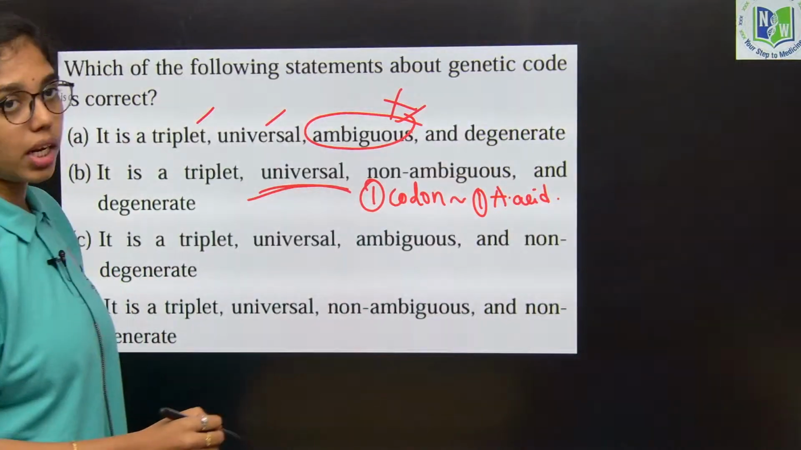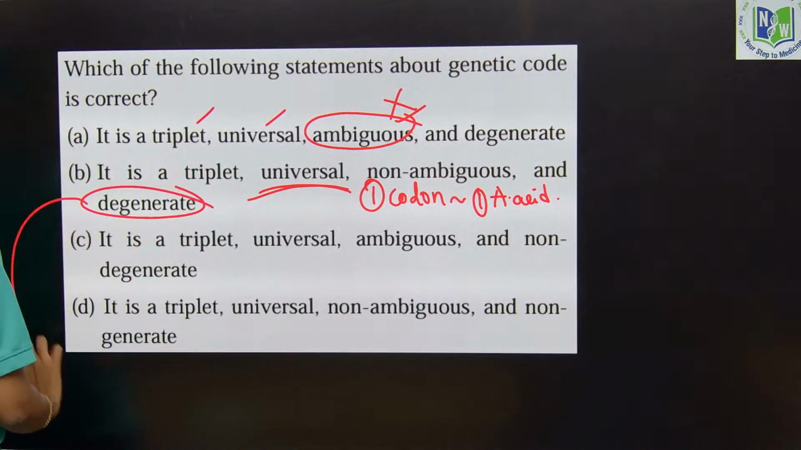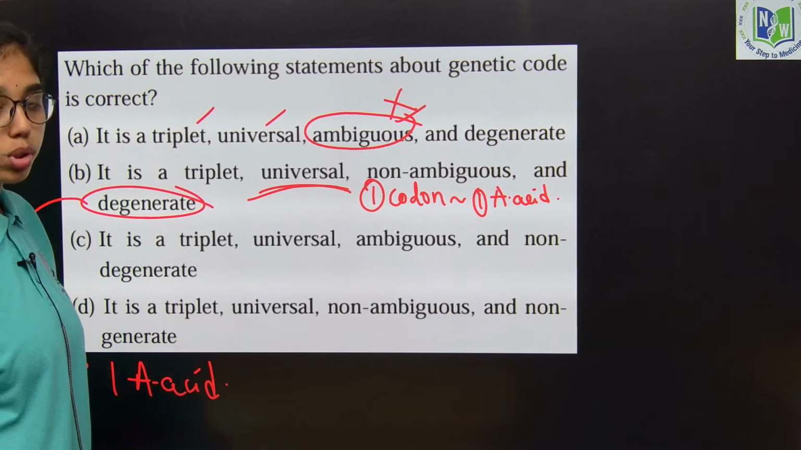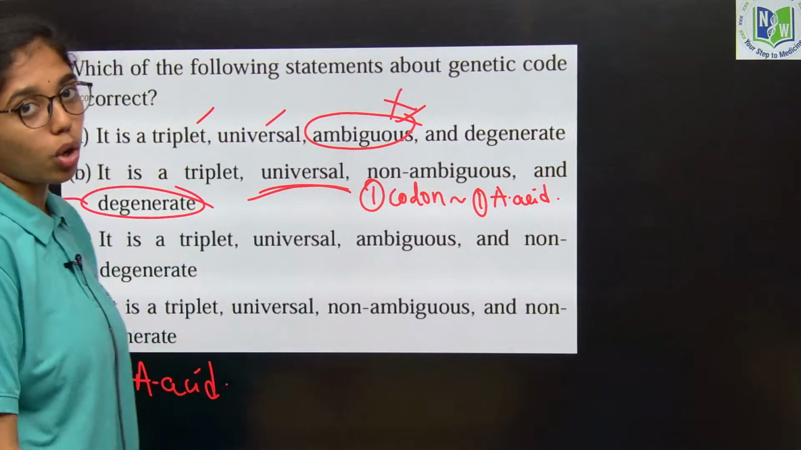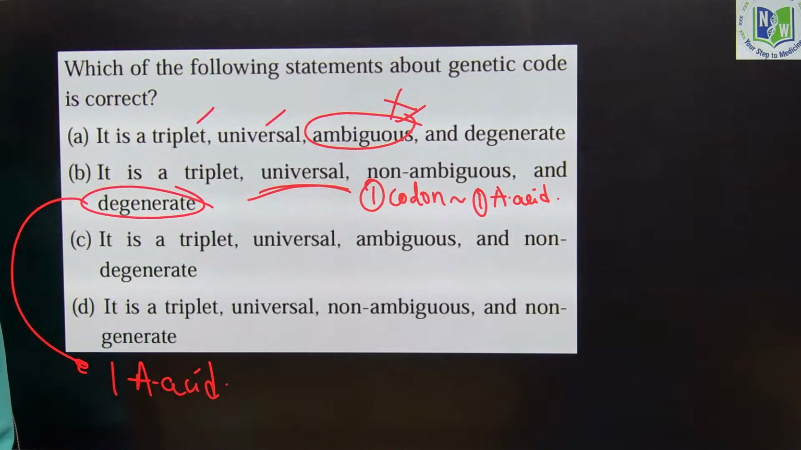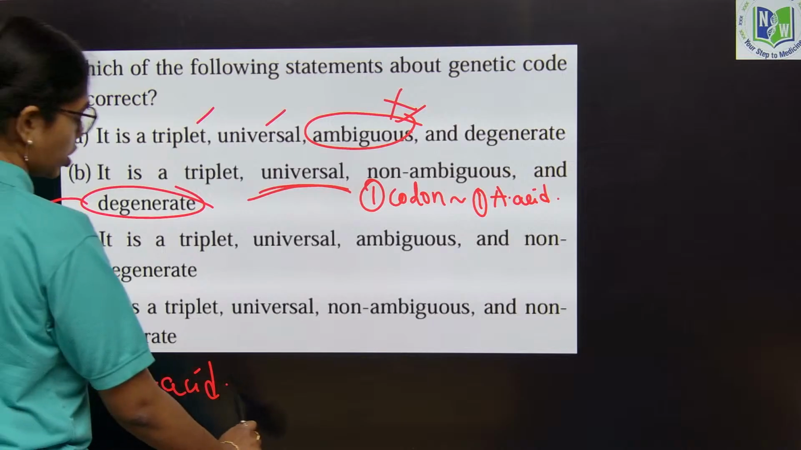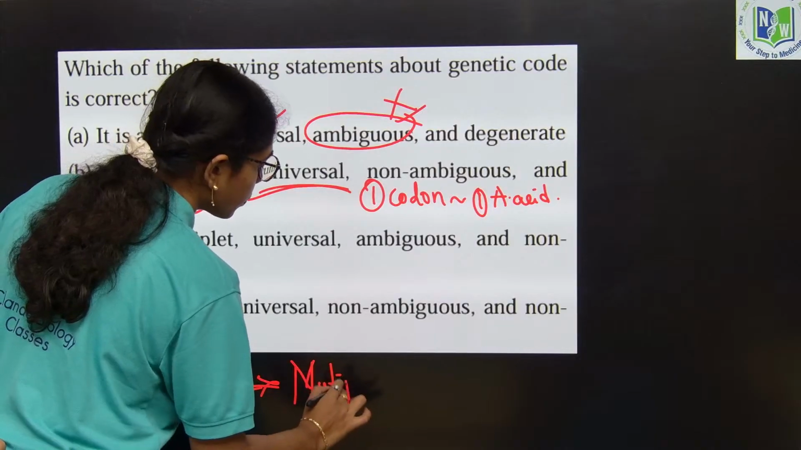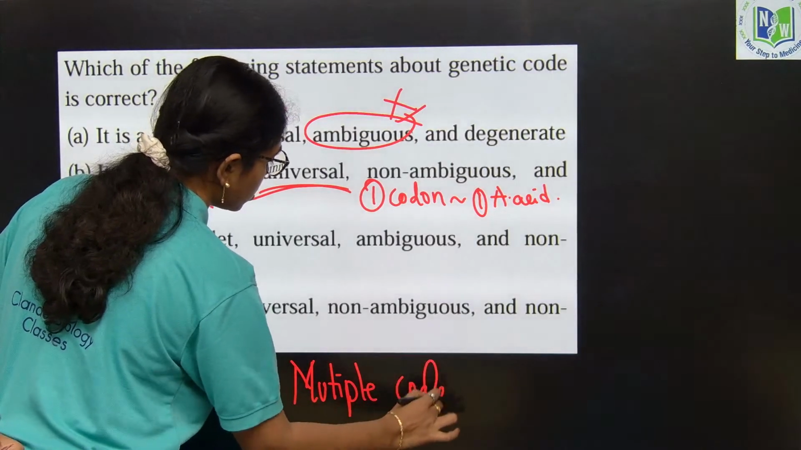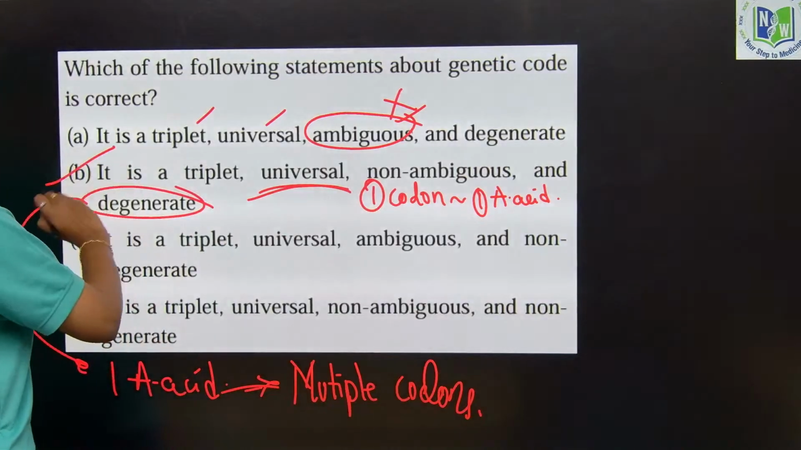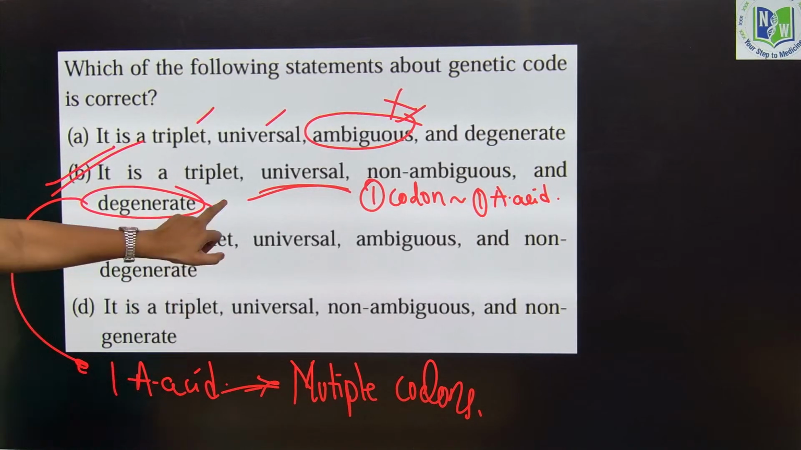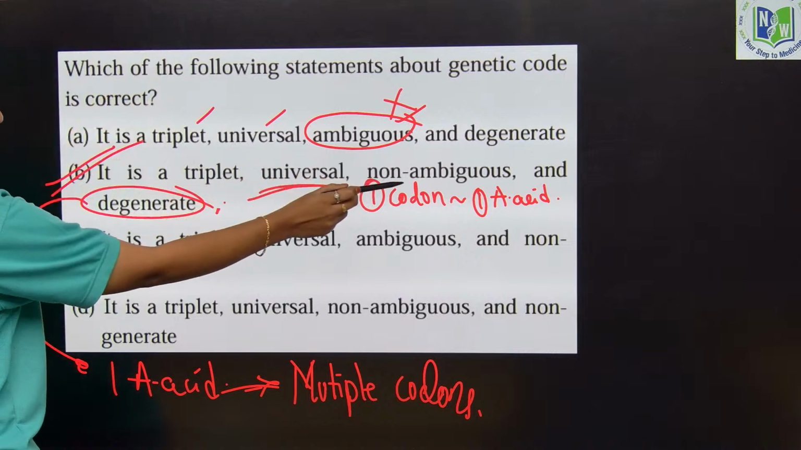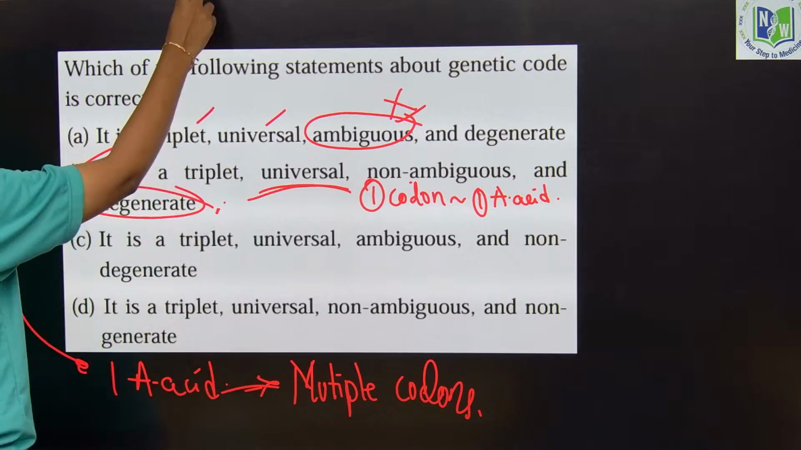And degenerate. One amino acid can have many codons. For example, leucine has 6 codons. Phenylalanine has 4 codons. One amino acid has multiple codons. So B is correct here. Right, ma? So this is the proper description about genetic code. Remember, genetic code is non-ambiguous and degenerate. Next.